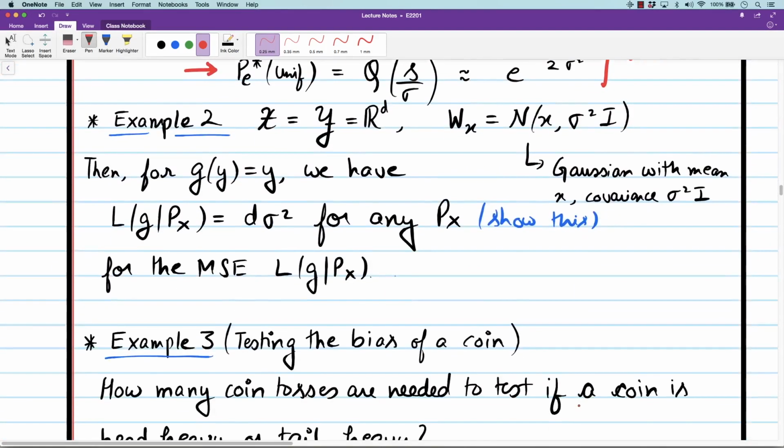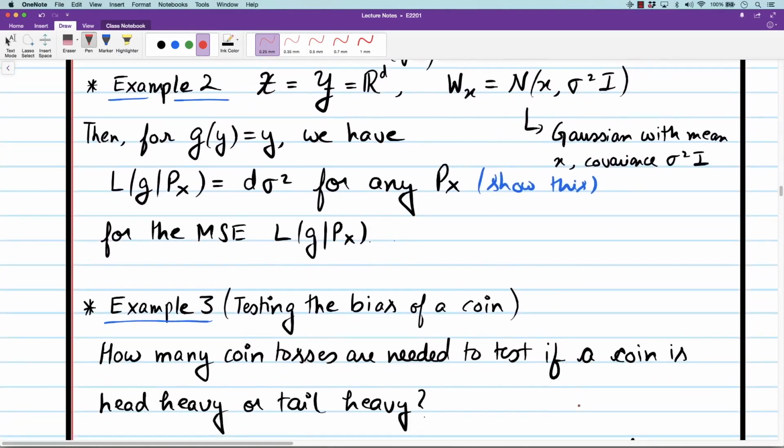Okay, so let's look at another example now, the second example. It's very similar to the first example, but now x and y are d-dimensional vectors. y is in R^d as before, and x is not a single value, but can be any vector here. So this is an estimation problem. Given x, the distribution of y is normal with mean x, remember this is a vector, and variance sigma square I. Our goal is to estimate x by looking at y.